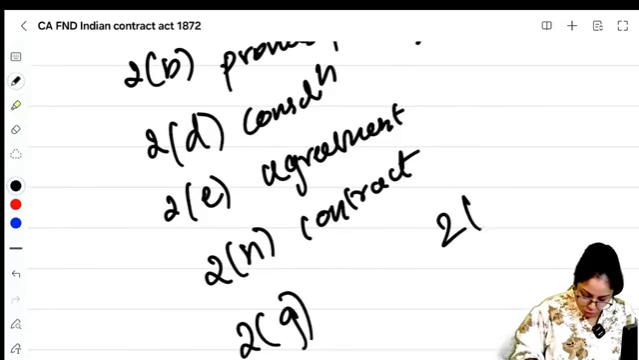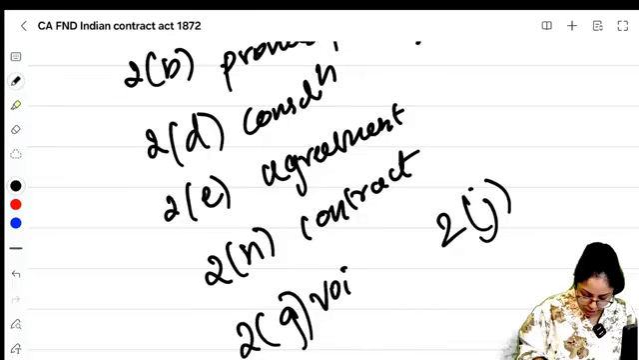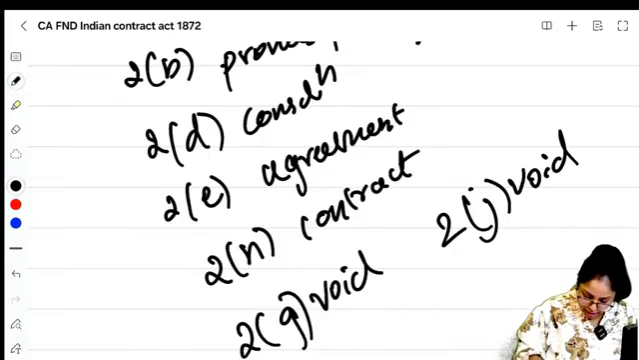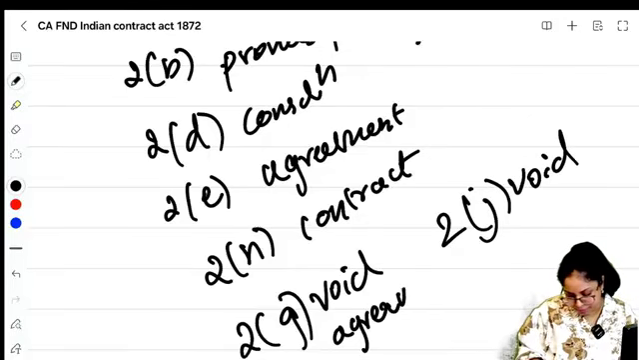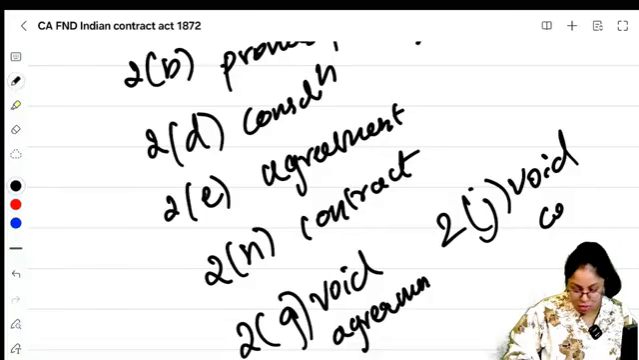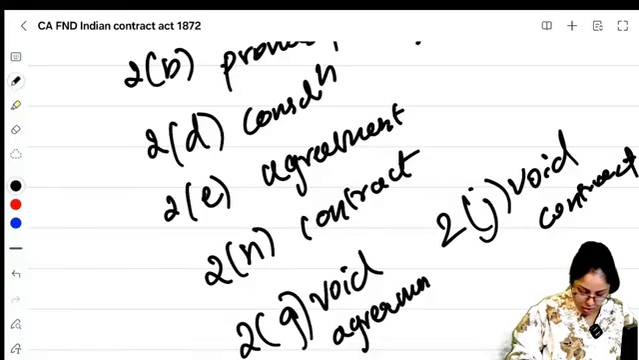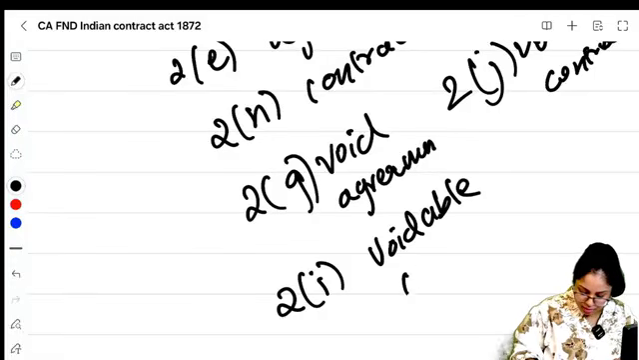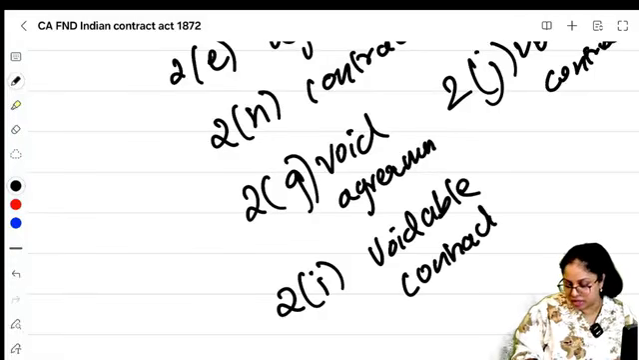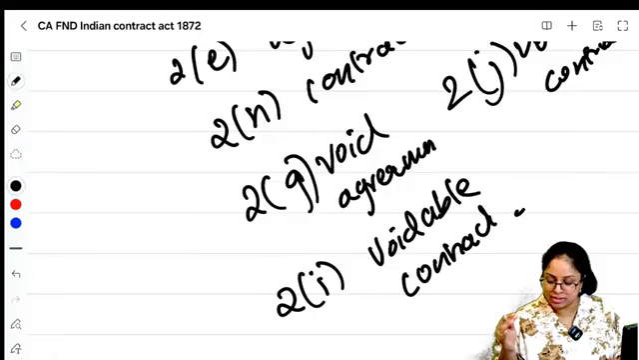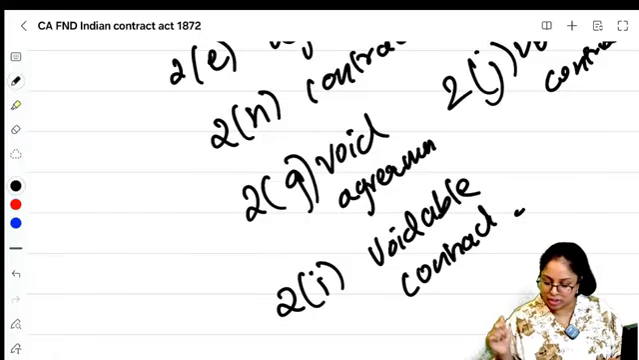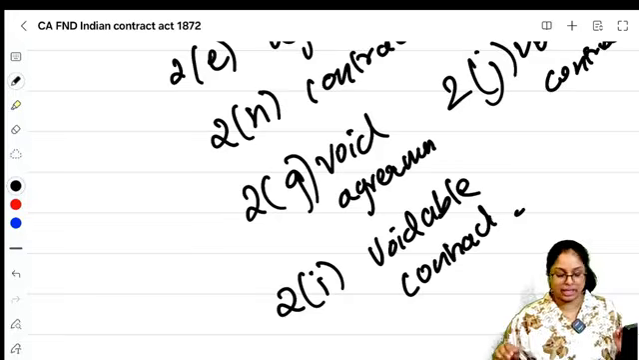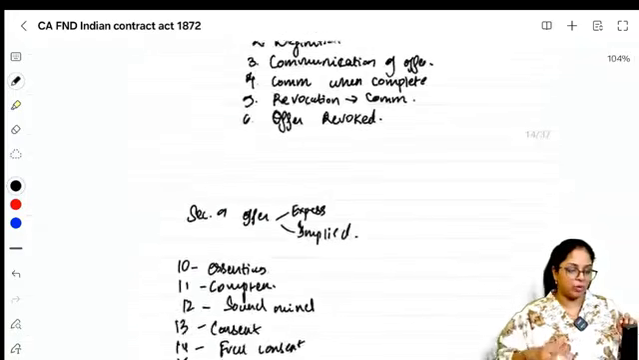2G, 2J, this is void. This is also void. This is void agreement. This is void contract. 2I is what? Voidable contract. Have we covered everything? Yes. Offer, acceptance, promise, consideration, agreement, void agreement, contract, voidable contract, void contract. Everything we have covered. Are you able to remember?